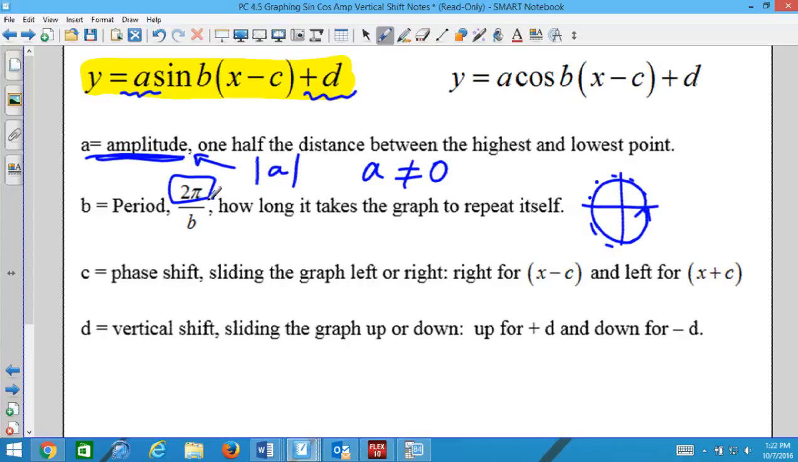Phase shift is C, and that's going to shift it left or right, and we will do that on Monday. And then D is a vertical shift, and we will be doing that today. So it's going to shift it up or down.